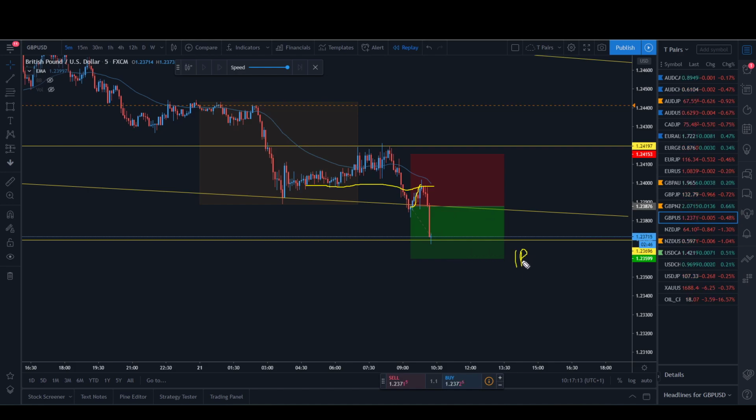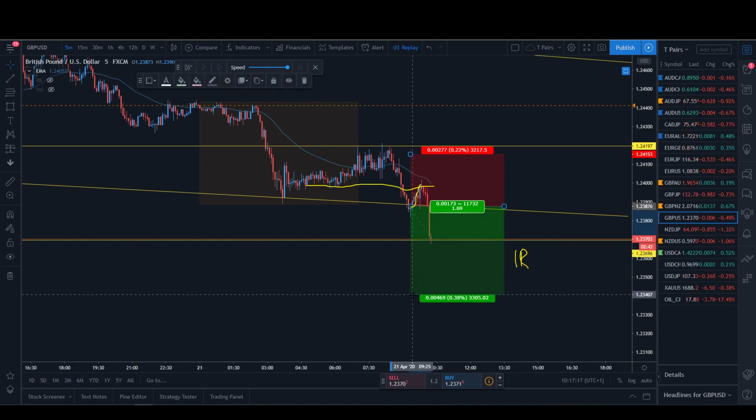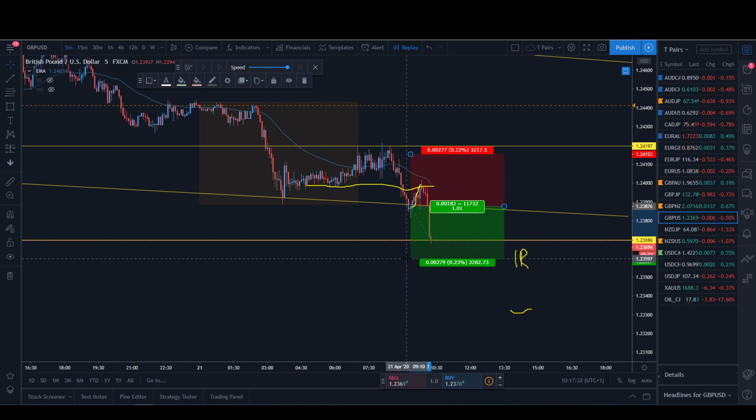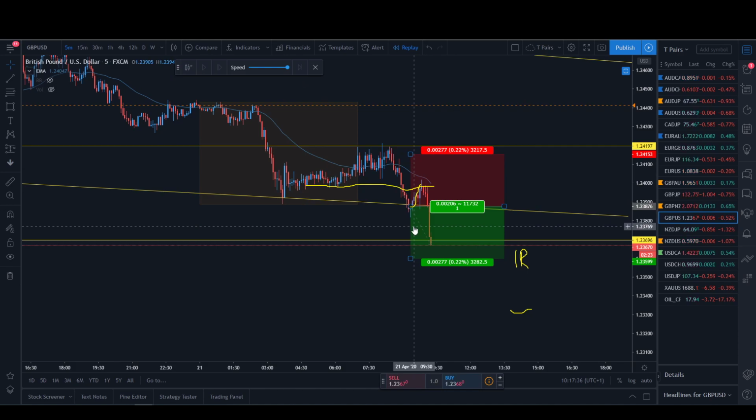So 1R is here, and 2R, so 2 times your reward is going to be, well, call it there, somewhere in the range down here. So pretty soon I'm going to be taking off half of my trade, hopefully, if it reaches down here, and I'll be moving my stop down to here.